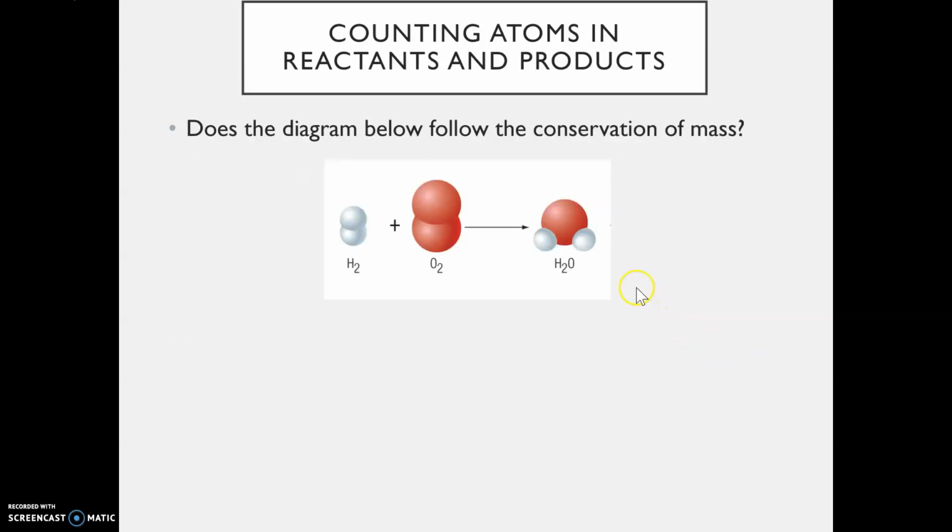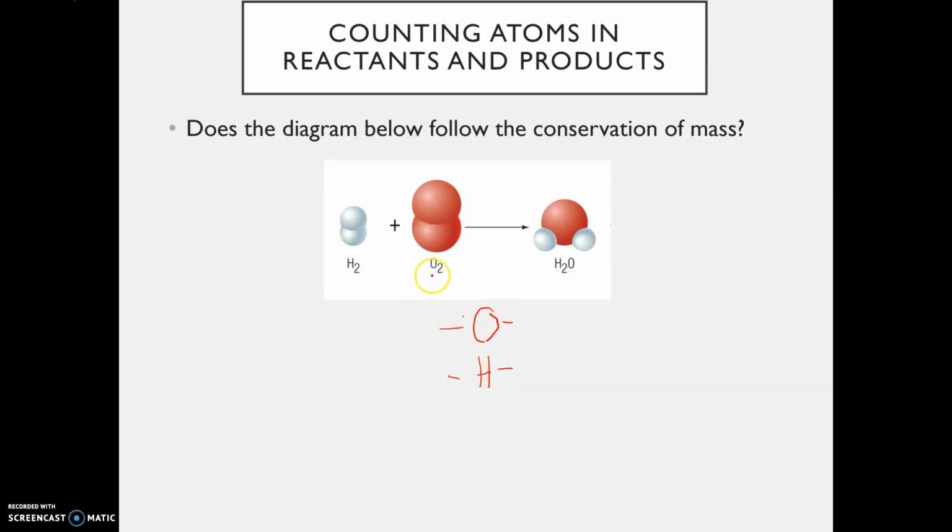So does this diagram follow the conservation of mass? Just remember, it is about how atoms are not created or destroyed. That means I need to have the same number of atoms on this side of the reaction as I do on this side. So let's count them up. I'm going to put our oxygen here and our hydrogen here. Let's count up the atoms on both sides.